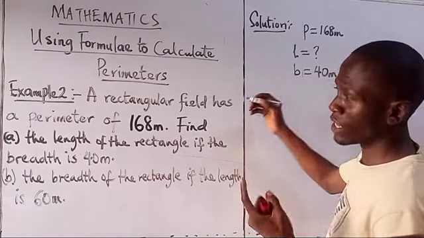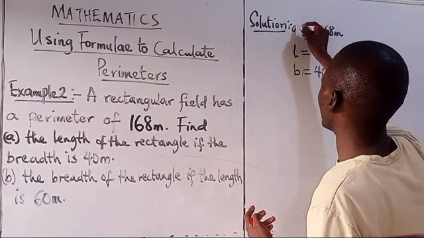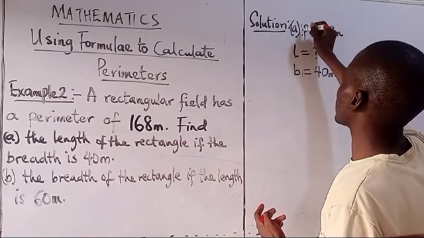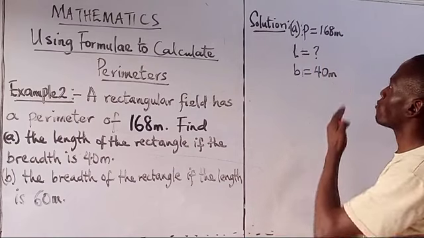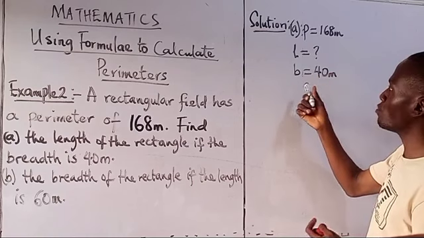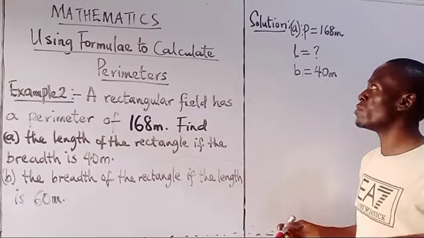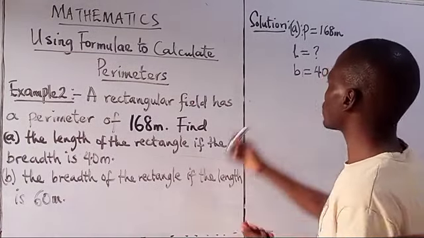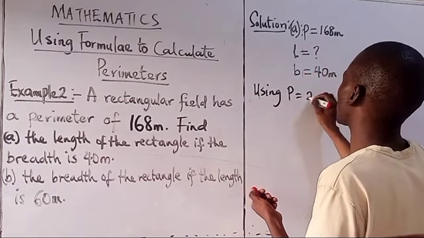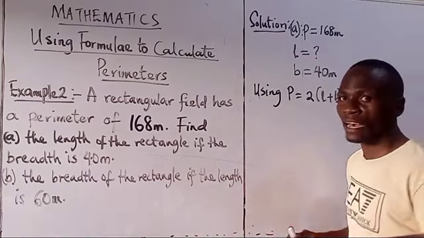We don't forget we are solving the A part of the question. So let us indicate it here. A. P is equal to 168 meters. Length equals what we don't know. B is 40 meters. So here we are going to just apply our formula as usual. We write the formula out, using P equals 2 into bracket length plus breadth. This is the formula I want to use.